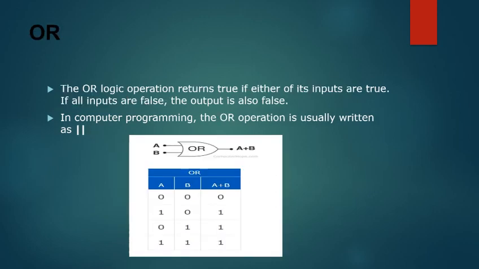The second logical operator is OR. The OR logic operation returns true if any of its inputs are true. If all inputs are false, the output is also false. In computer programming, the OR operation is usually written as two straight lines.